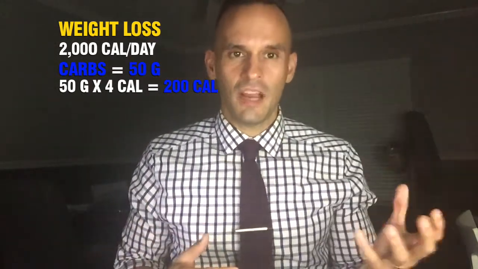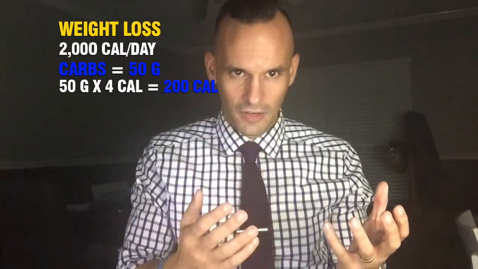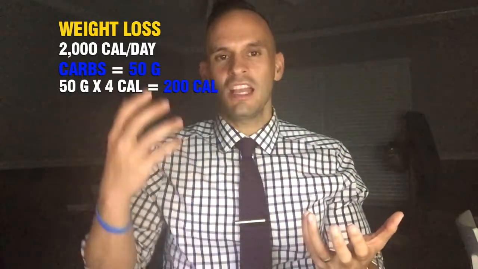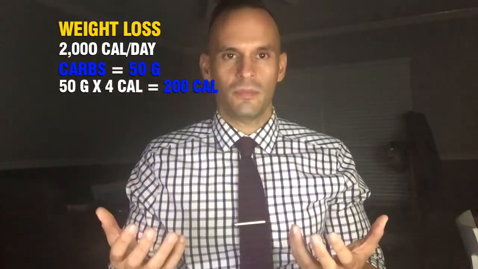Well, 50 grams of carbs times 4 calories per gram is 200 calories. So 50 grams of carbs equals 200 calories of carbs. Okay, we know that number. Next step is to look at protein.